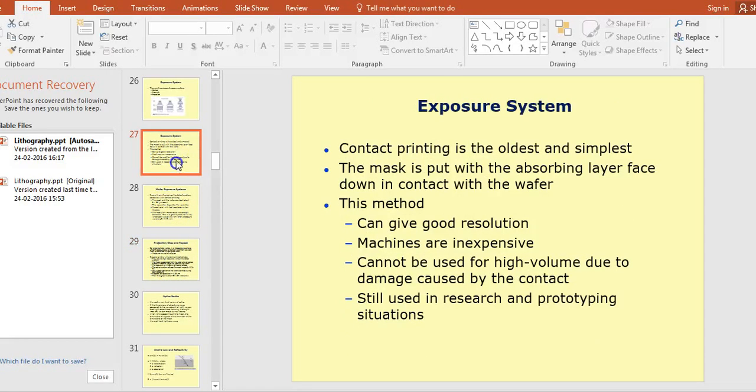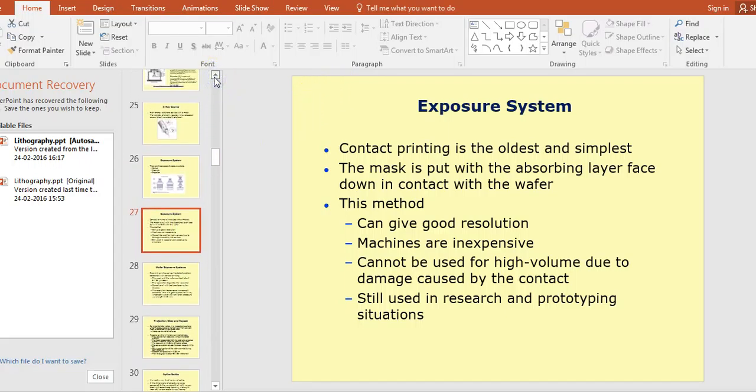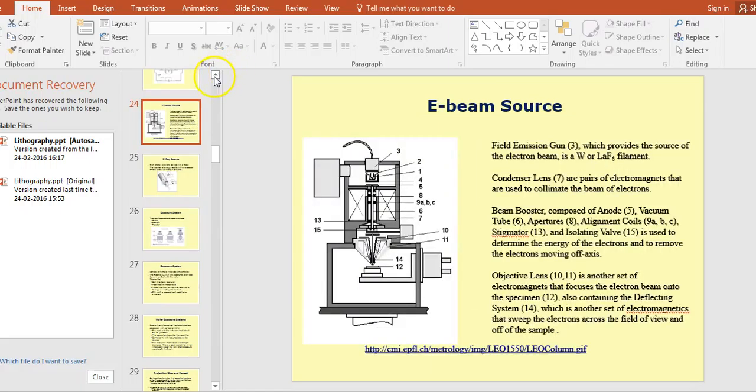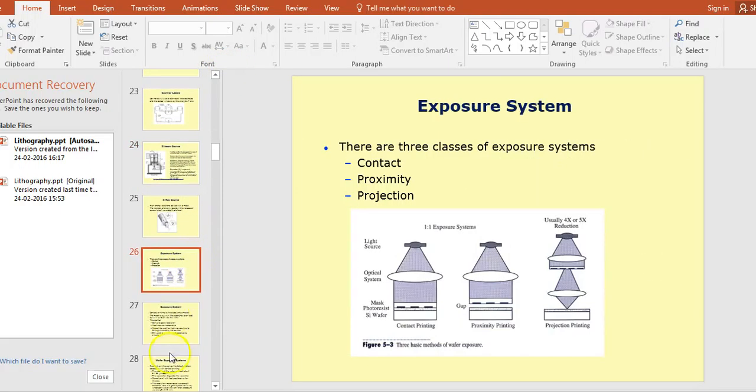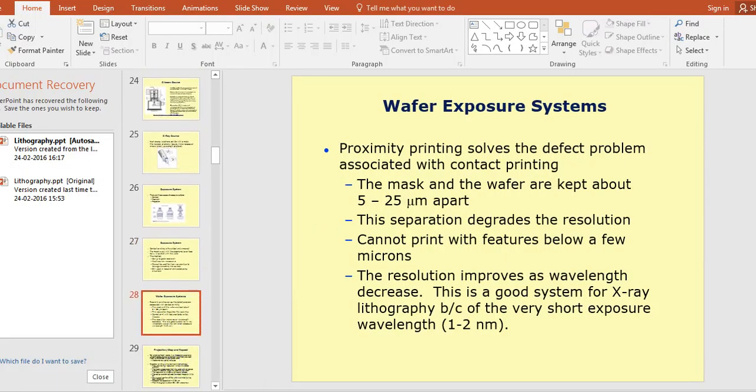Hello, welcome back. Because of that time constant in this tool, or I don't know what happened to the software, I think there is a limit of the timing. So we can continue this lithography technique. I think we were discussing the exposure system. Okay, so we were here.